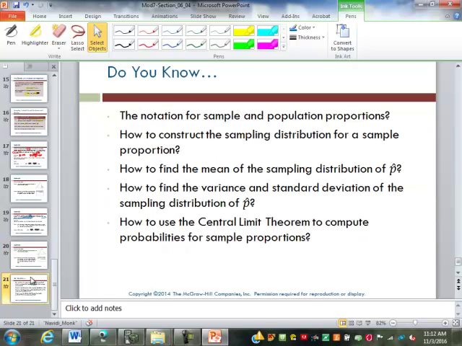So in this section, we looked at the sample distribution for population proportions and all the notation. We constructed samples. We found the means and the standard deviations and variances. And then we used that along with the central limit theorem to compute probabilities for sample proportions. That is the end of section 6.5 or 7.5. So I'm going to pause for a second to pull up my next PowerPoint.